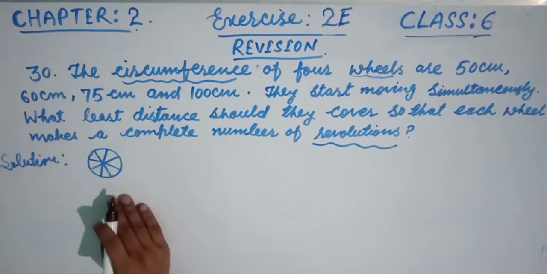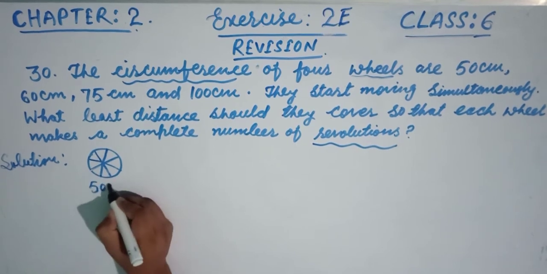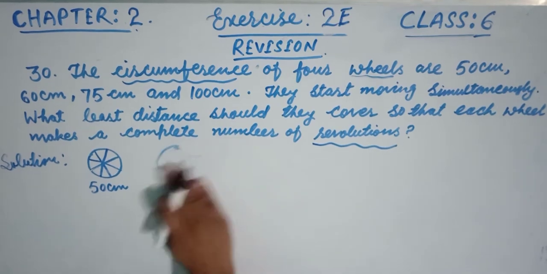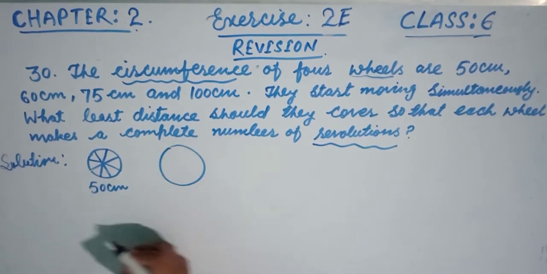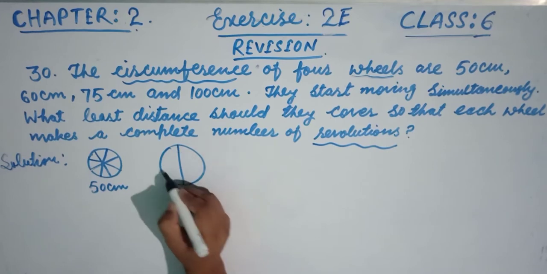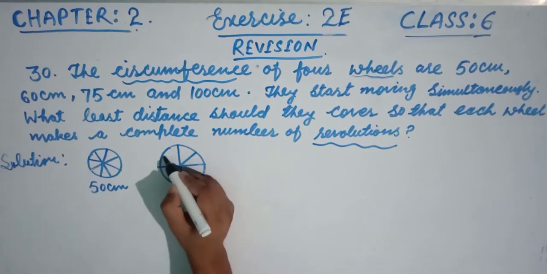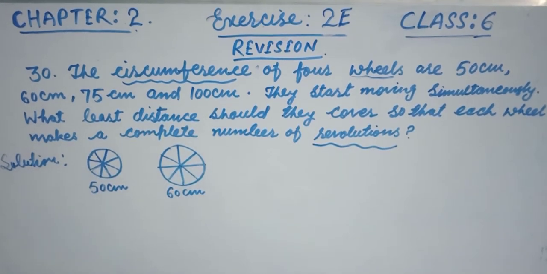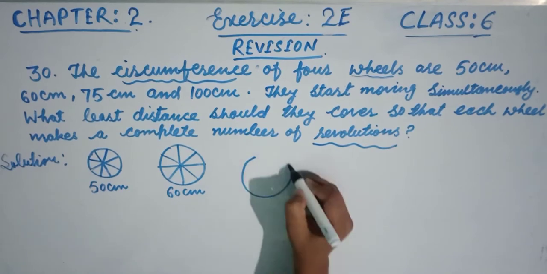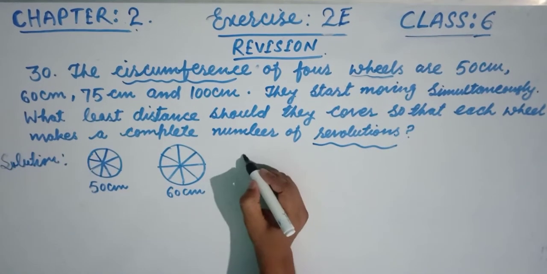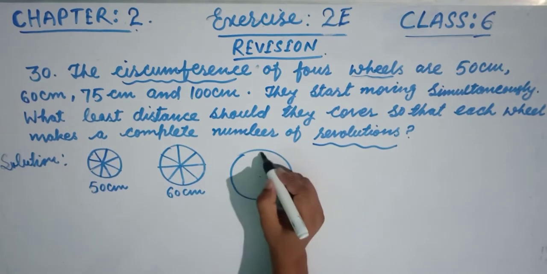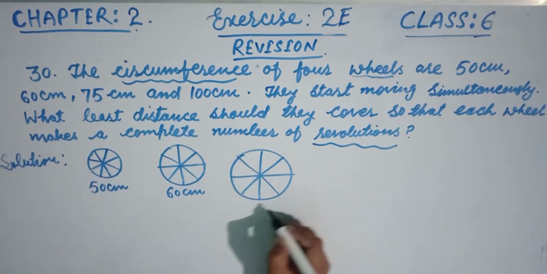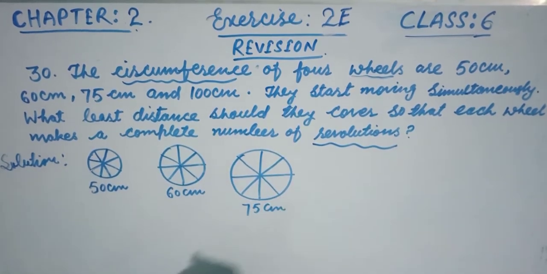And now the circumference: the first wheel's circumference is 50 centimeter. Now the second wheel, friends, 60. The circumference of this wheel, friends, is 60 centimeter. Now next, 75 centimeter, and the last, 100 centimeter.